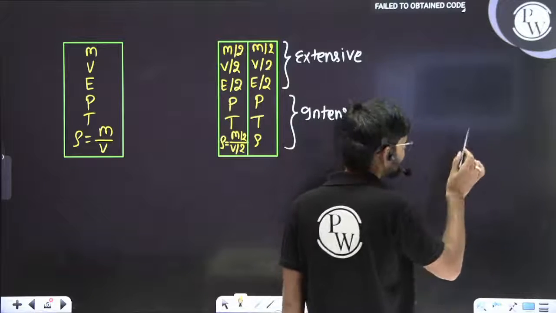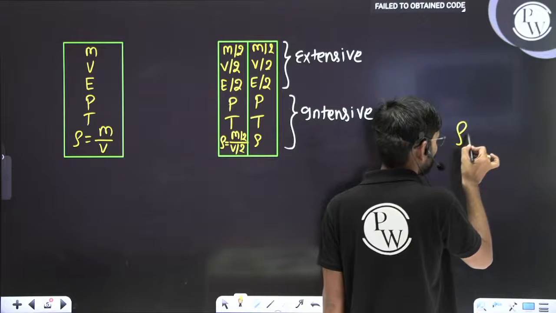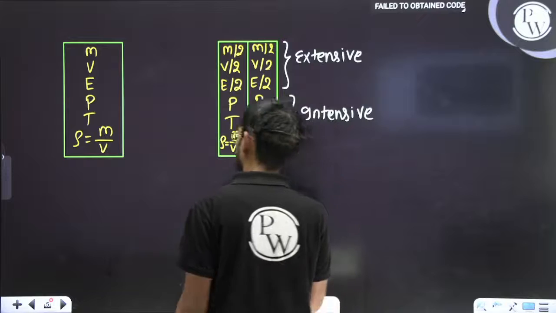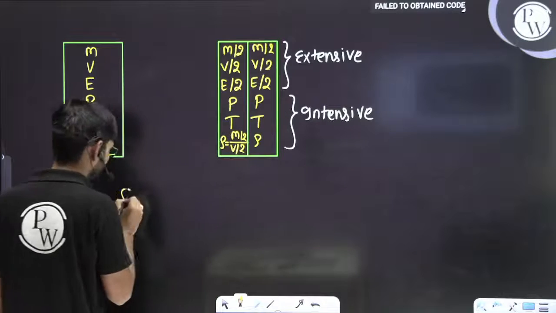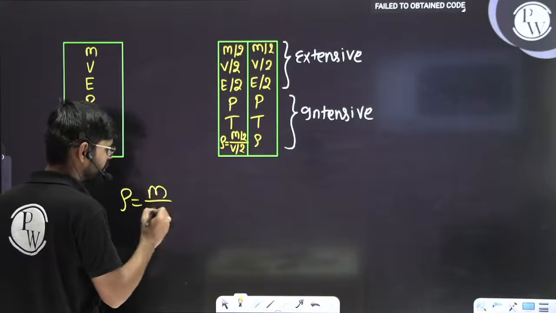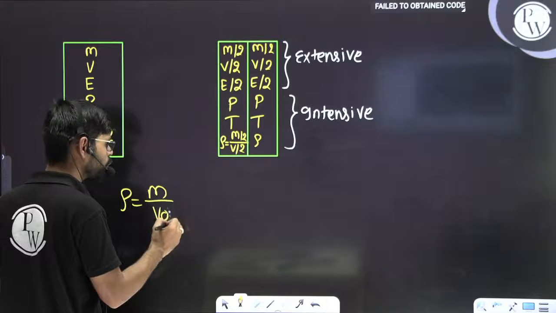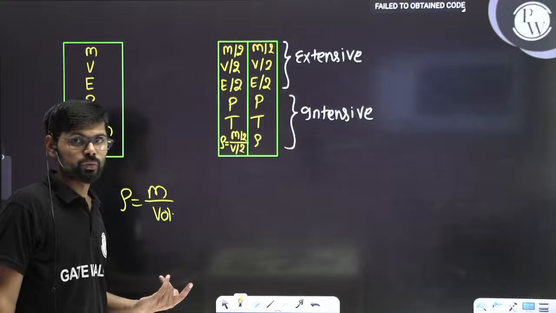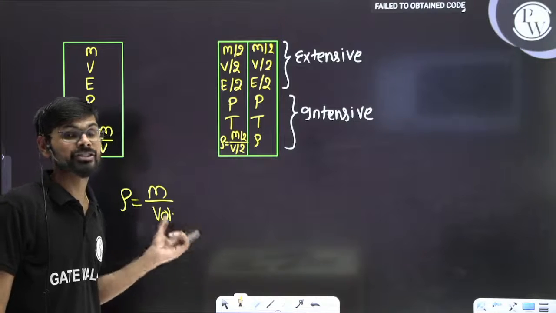Density, not only density, beta. See, you need to understand one thing. Density is mass per unit volume. It is not the only property which seems like an extensive property but actually is an intensive one.